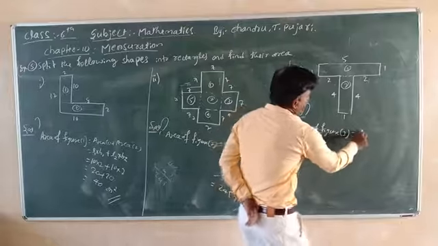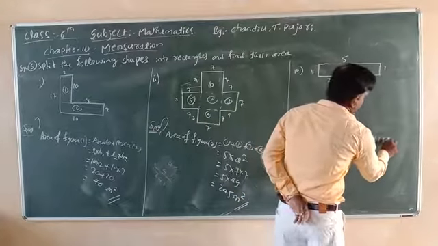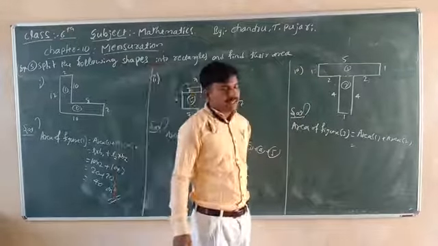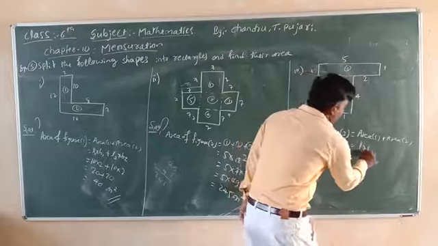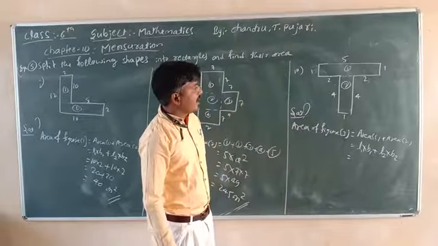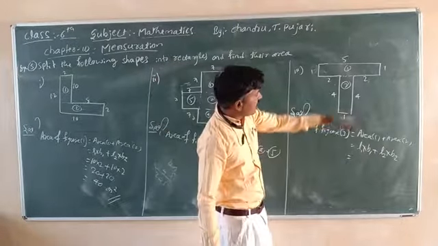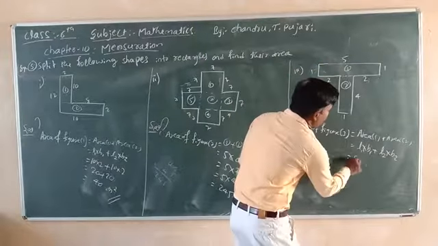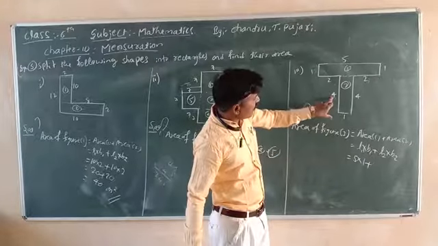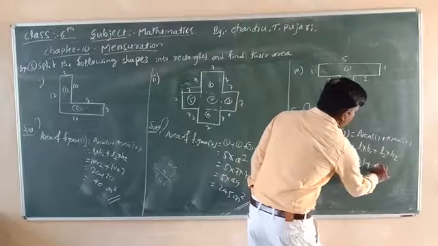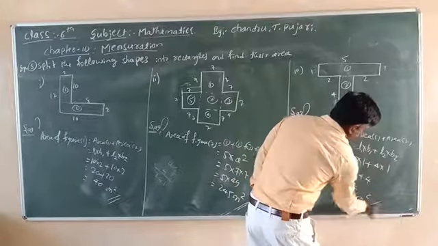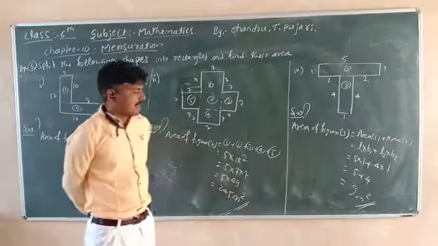Figure 3 is equal to area 1 plus area 2. Area 1 is also a rectangle and area 2 is also a rectangle. Therefore, L1 into B1 plus L2 into B2. In the figure, L1 is 5 and B1 is 1, plus L2 is 4 and B2 is 1. Therefore, 5 plus 4 is 9 meter square. The area of the third figure is 9 meter square.